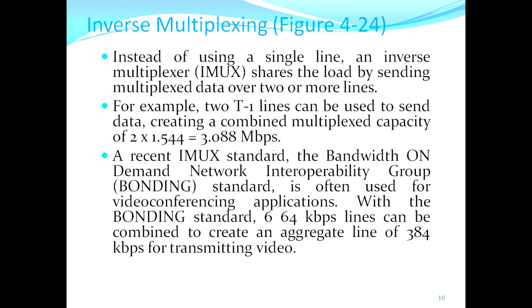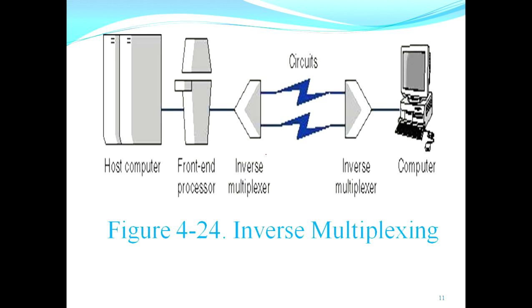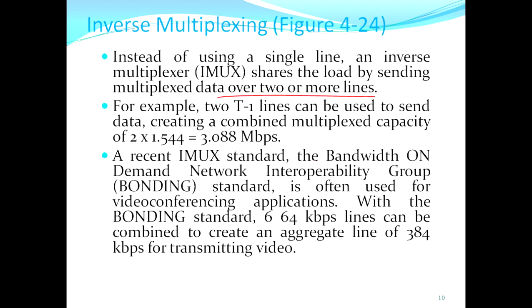And the next is inverse multiplexing. Instead of using a single line, an inverse multiplexer shares the load by sending the multiplexed data over two or more lines, right? This is the concept. Instead of transmitting the multiplexed data over a single line, why can't we divide the multiplexed data over two or more lines? That is the meaning of inverse multiplexing.